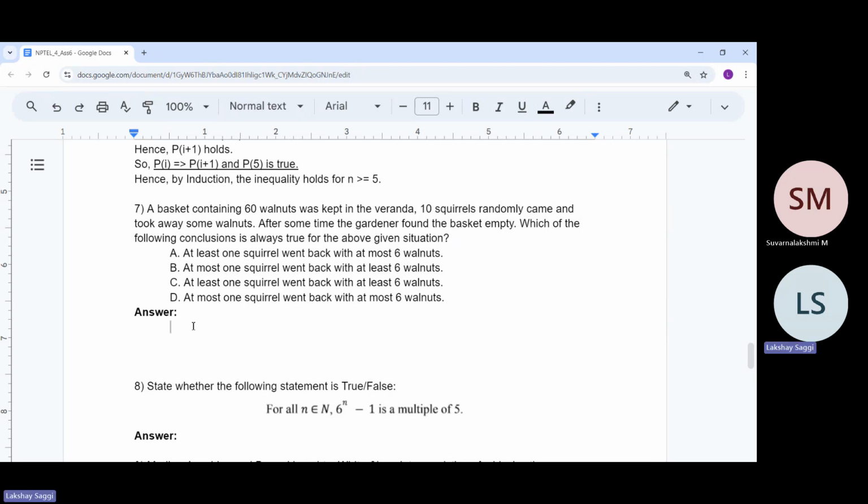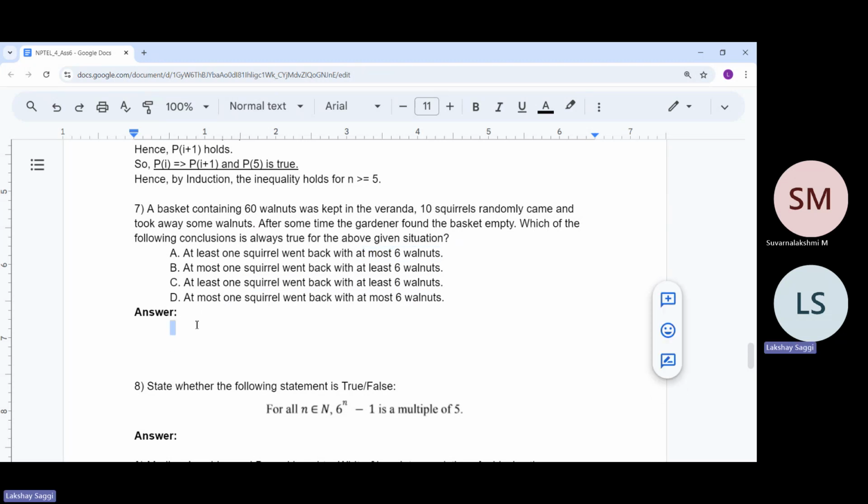Okay, so Suvarna is saying that A should be the correct answer: at least one squirrel went back with at most 6 walnuts. So yeah, I think A is correct, but this is a multiple choice question, Suvarna. So actually, not just A is correct, but options A and C both will be correct. That at least one squirrel went back with at least 6 walnuts, and at least one squirrel went back with at most 6 walnuts. Why will both of these claims be true? So maybe we can just figure this out.